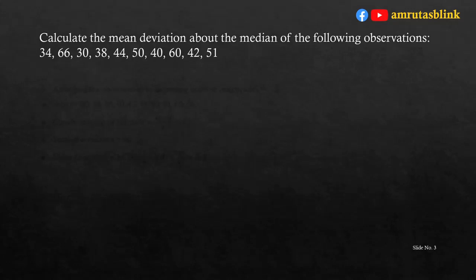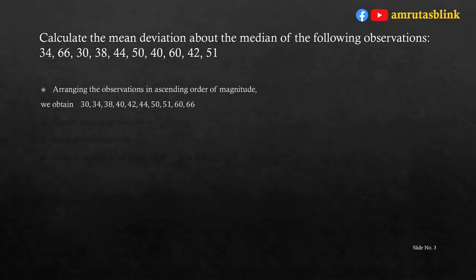and 51. Now, in this problem we need to calculate the mean deviation about the median. So, for the given observations, first of all we will calculate the median. In order to calculate the median, we should arrange the observations in ascending order. Upon arranging them, we get 30, 34, 38, 40, 42, 44, 50, 51, 60 and 66.